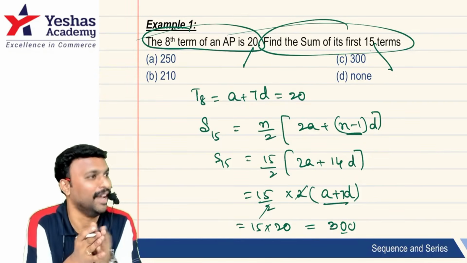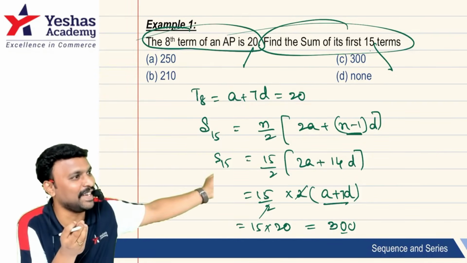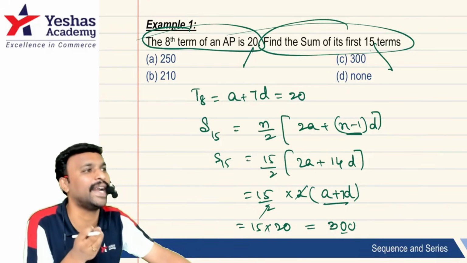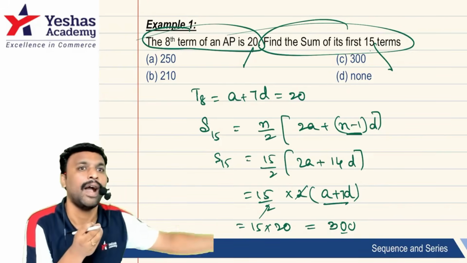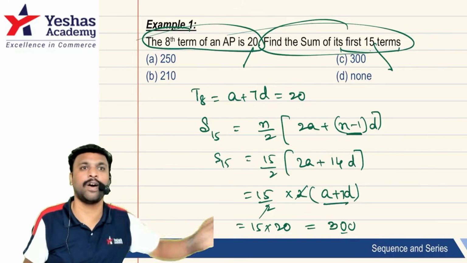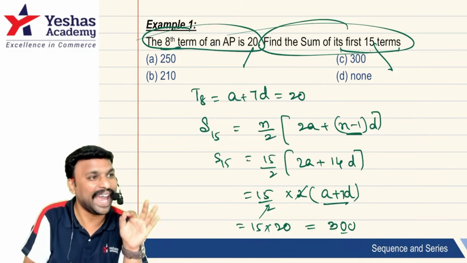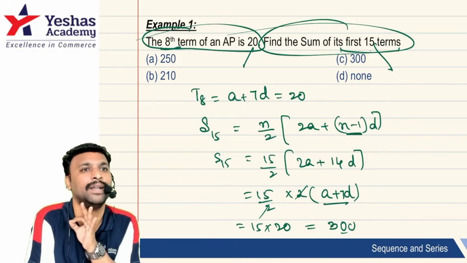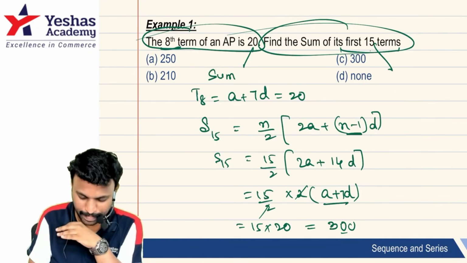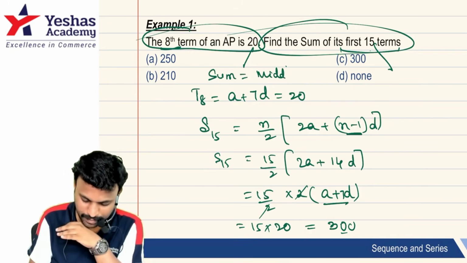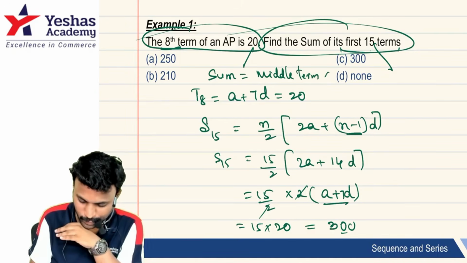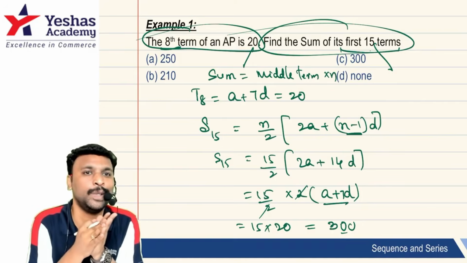Have you understood? You should be able to identify that the given term is the middle term. How many terms are they asking the sum for? 15 terms. The middle term is the eighth term. The eighth term is what is given. So sum is middle term into n. That's the concept used here.